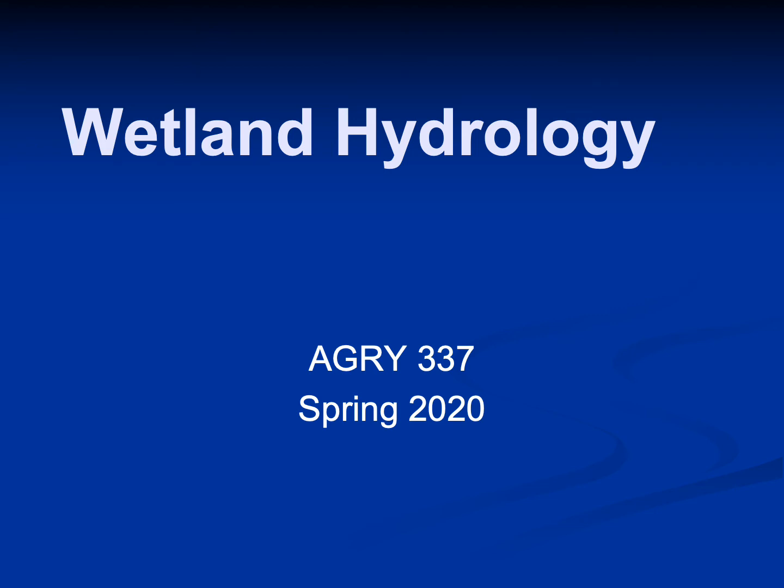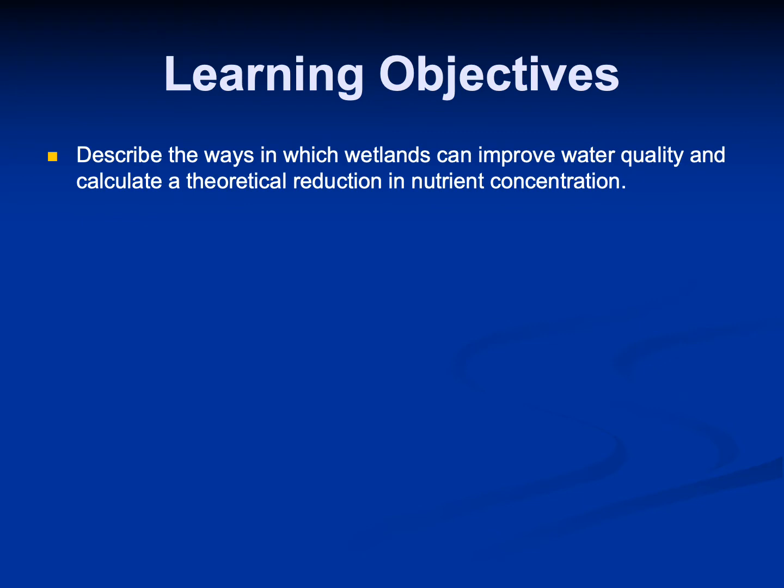Welcome back to our final lecture in our wetland hydrology series. Our learning objective for this segment is to describe the ways in which wetlands can improve water quality and calculate a theoretical reduction in nutrient concentrations.